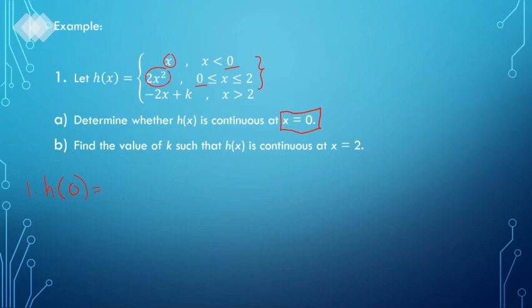So look at the inequality. Here you have less than. This one is bigger or equal. So you have equal here. So we use the one with equal. So meaning 2x, sorry, 2x squared. So 2 times 0 squared is 0. So as long as there is a value, h(x) is defined. So write this sentence down, ya.